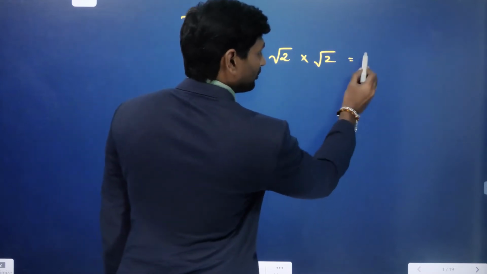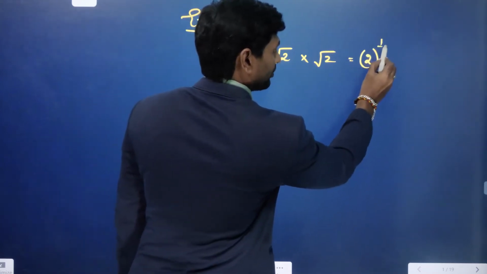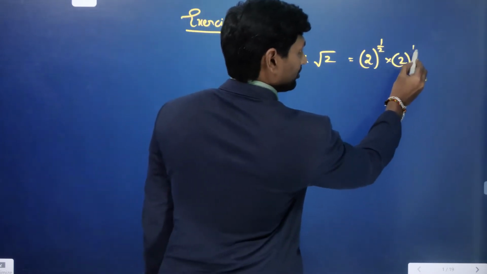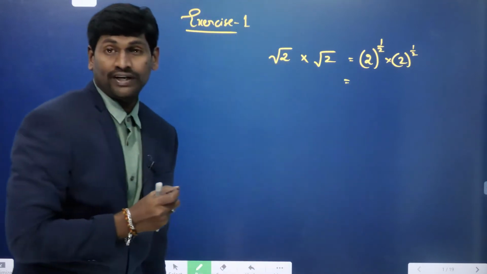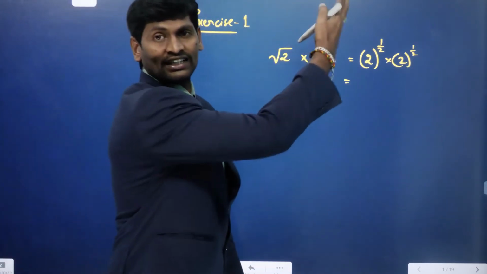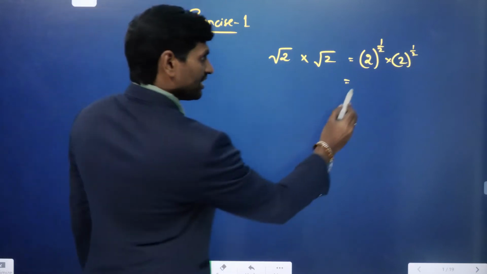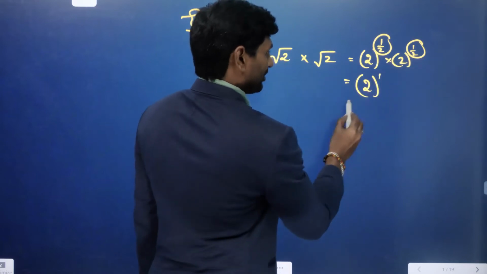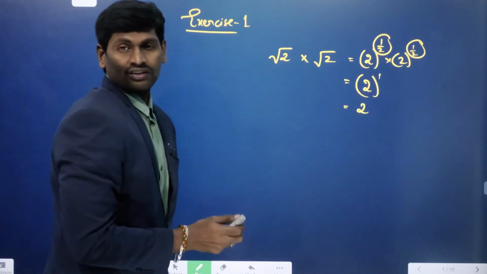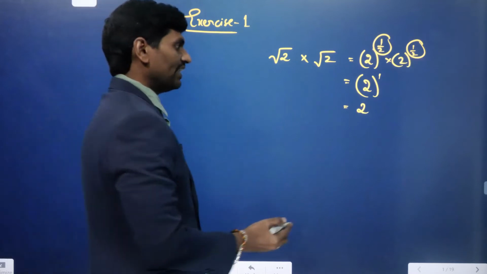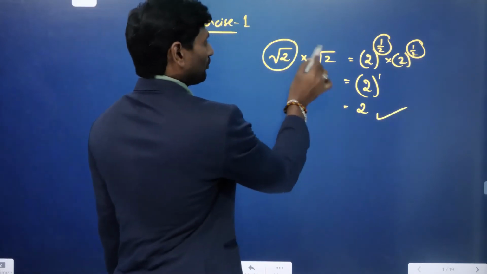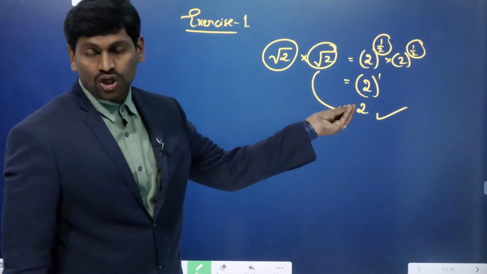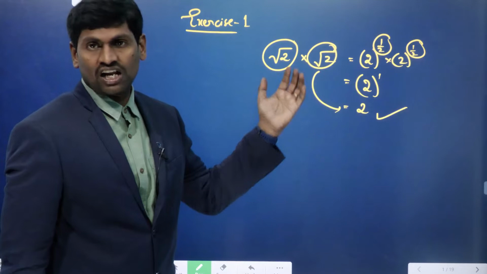Root 2 we can express as 2 power 1 by 2. Same way, this is also 2 power 1 by 2. According to the laws of exponents, if bases are the same, we can add their exponents. What is the base here? 2. Exponents: 1 by 2 plus 1 by 2 is 1. So 2 power 1 is 2. Here 2 is a rational number. So the product of two irrational numbers becomes a rational number, and each number is called the rationalizing factor of the other.